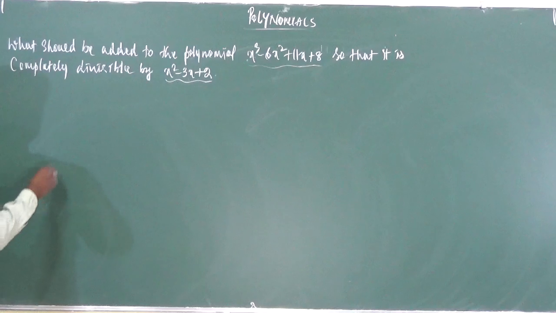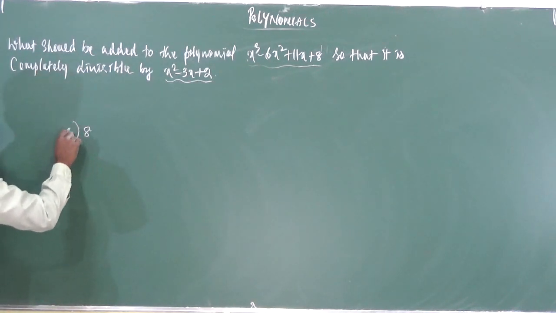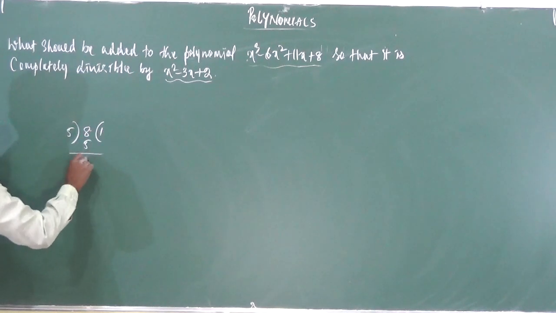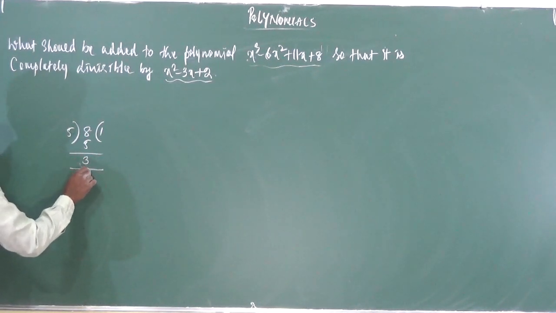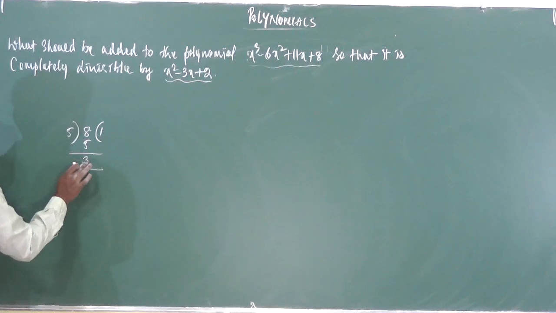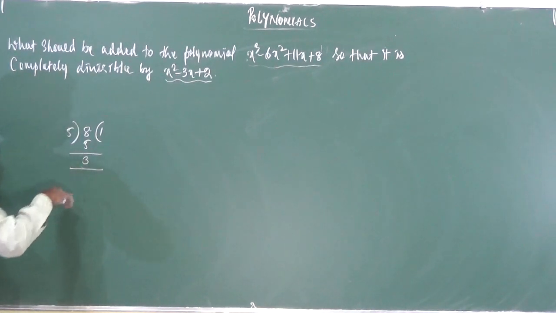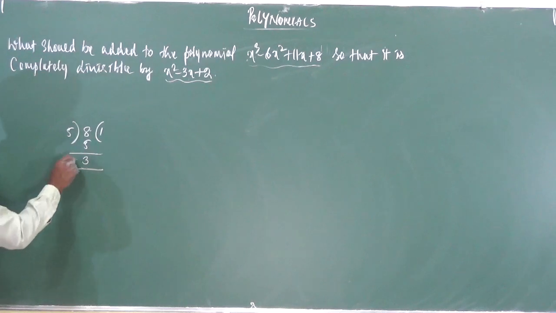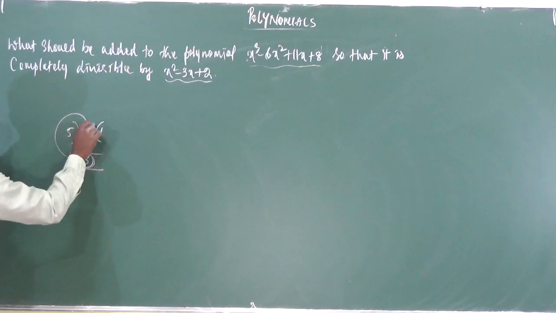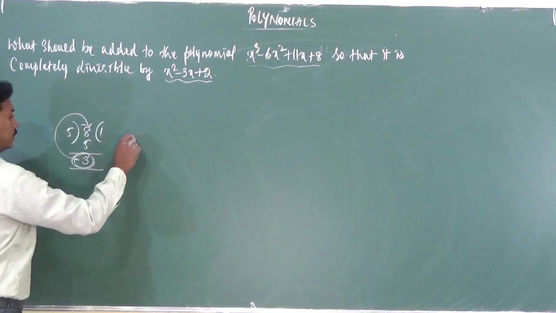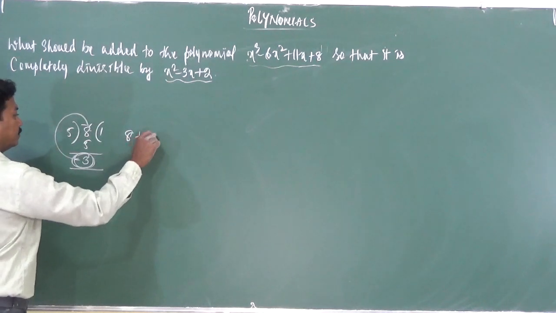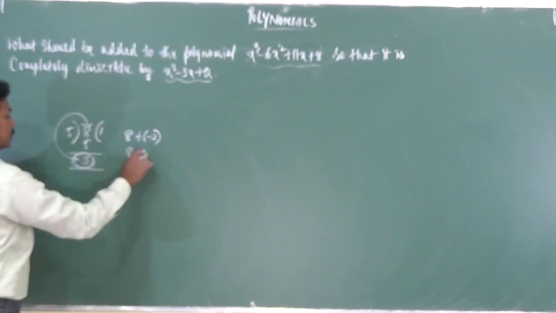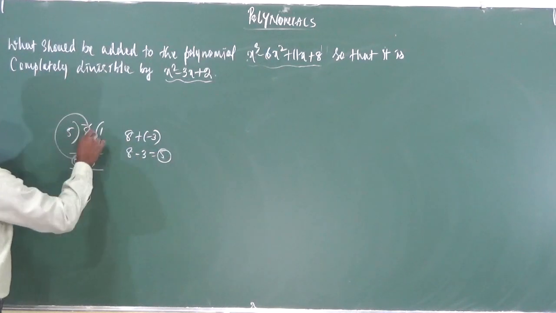For example, we can take 8. What should be added to 8 to make it completely divisible by 5? 5 ones are 5, so the remainder is 3. You have to convert the remainder into negative. So minus 3 should be added to 8 so that it is exactly divisible by 5. 8 minus 3 is 5, and 5 is exactly divisible by 5.